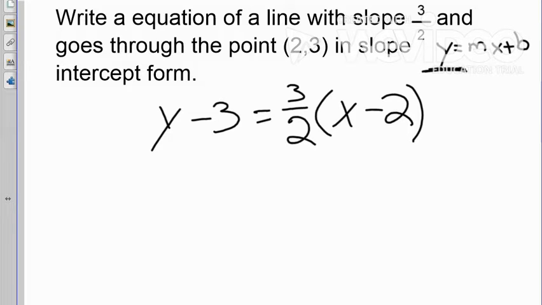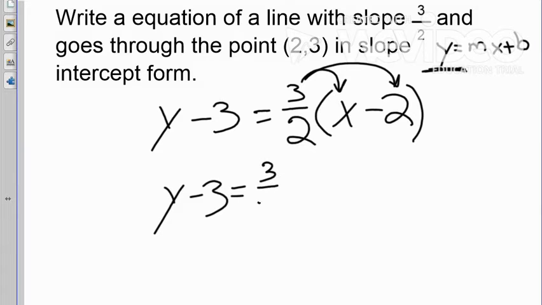The y. So we're going to have to get y by itself. But before we do that, we're going to have to distribute the slope to both of these values. All right, so we're going to get y minus 3. That part will not change yet. So this still is going to be 3 halves x. Nothing changes here. But when we do 3 halves times negative 2, we can write that over 1.